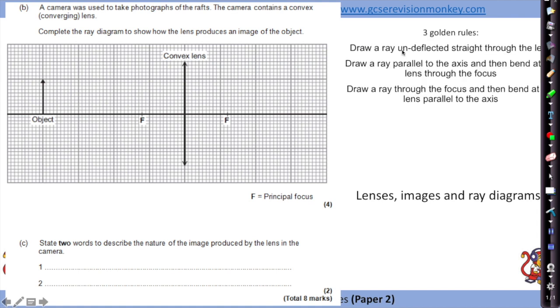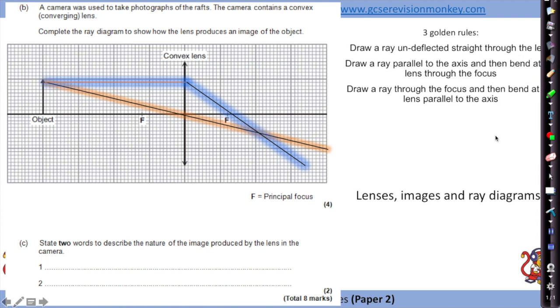You're going to draw a ray undeflected straight through the lens, like so. So from the top of the object straight through the center of the lens. You're going to draw a ray parallel to the axis, and then it's going to bend through the focus on the other side. You're going to need to draw it a little bit more carefully than I have here. It should go exactly through that focus.